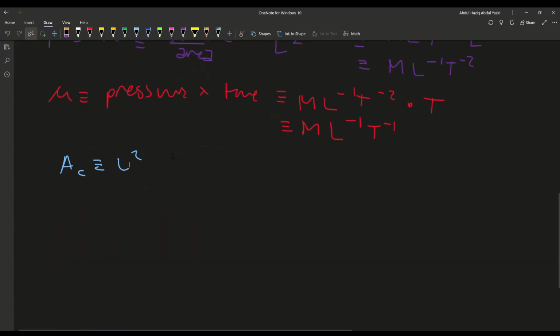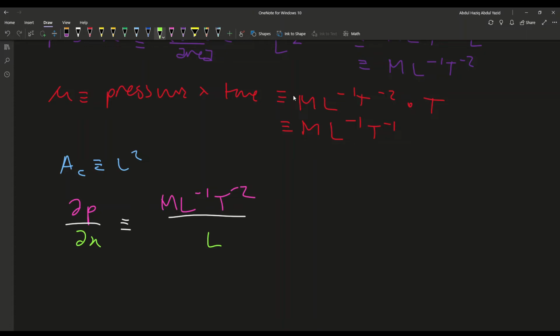Now dP over dX. This is also very simple, relatively speaking. What are the units of dP? Well, dP is just a difference in pressure, and we already found the dimensions of pressure: M L minus 1 T minus 2. And the dimensions of length are L. So this simplifies down neatly to M L minus 2 T minus 2.